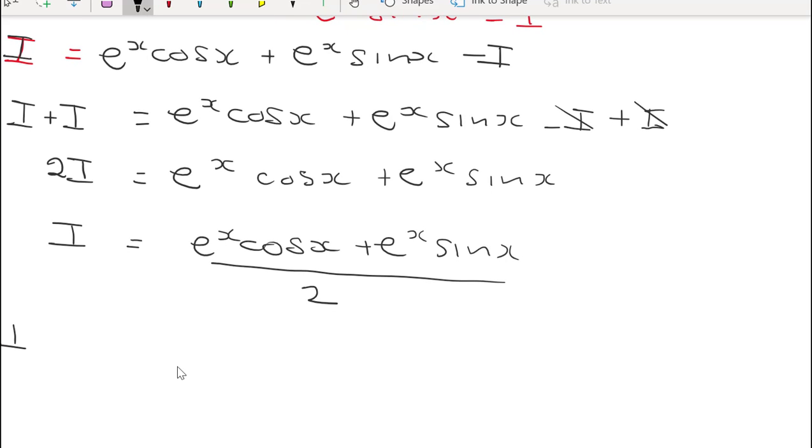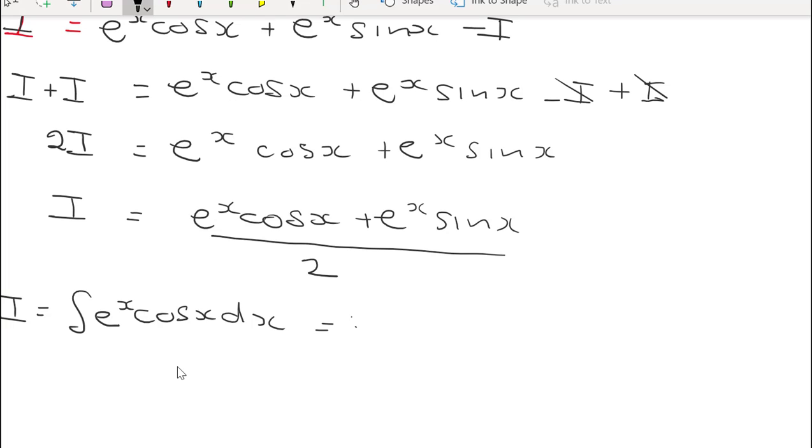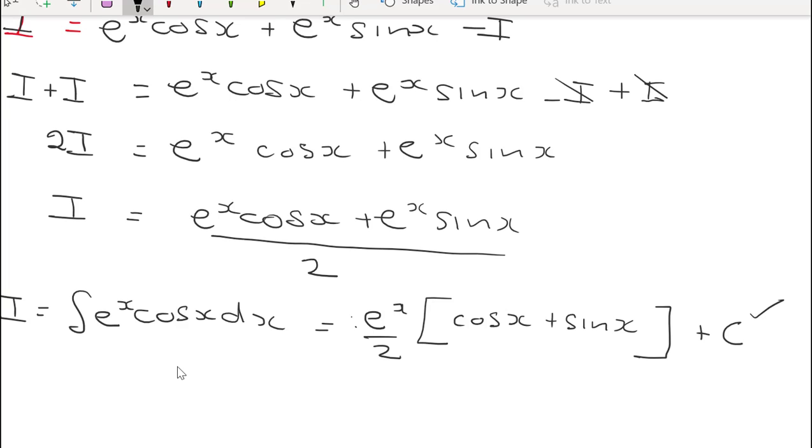So I, which is equal to the integral of e raised to the x cos x dx, is equal to, I'm just going to let this look a bit more mathematically simplified. So this becomes e raised to the x over 2 times cos x plus sine x plus c. This is our constant of integration. We must have it in. So this is our solution.